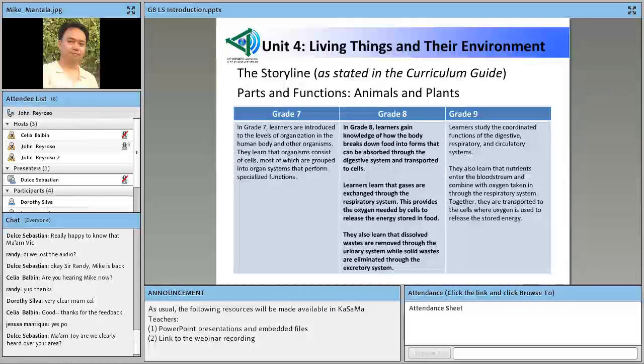In grade 9, learners study the coordinated functions of the digestive and respiratory systems. There's not just a focus on only one system here. What we have is a focus on the interaction among three interrelated organ systems: the digestive system, the respiratory system, and the circulatory system. So that's for parts and function, one storyline.